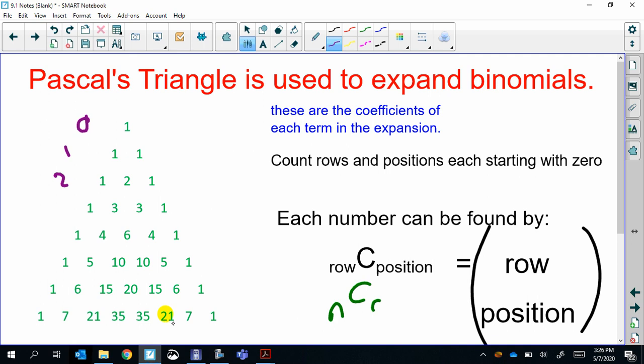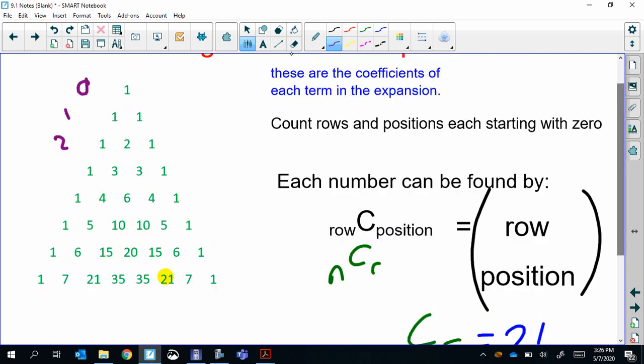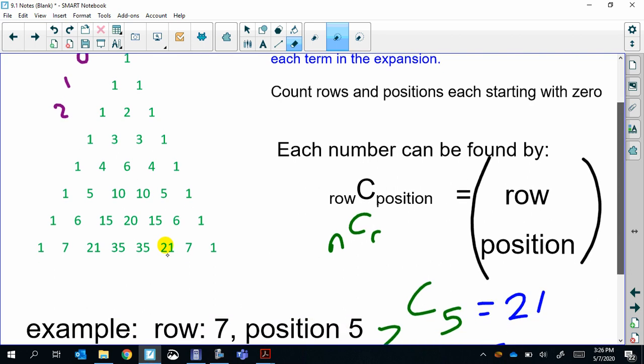So let's find this highlighted one. There's a formula for it. It's built into your calculator. There's also a way to calculate it by hand, but I'll show you both real quick. So this one right here, this highlighted one, this would be row 7. Remember, the first number tells you the row, which matches up with the exponent in the problem. So row 7, and then this would be position 0, 1, 2, 3, 4, 5. Just remember to start counting with a 0 there.